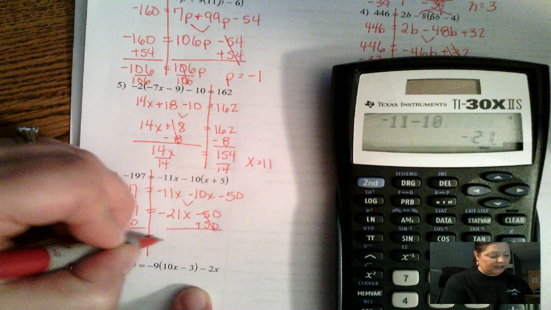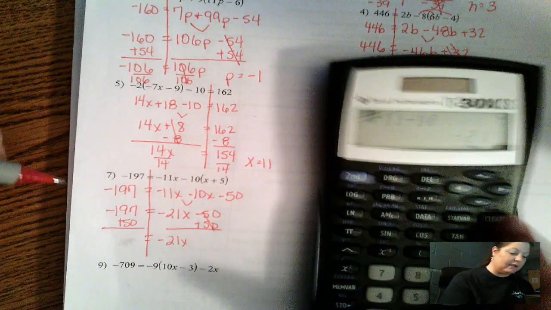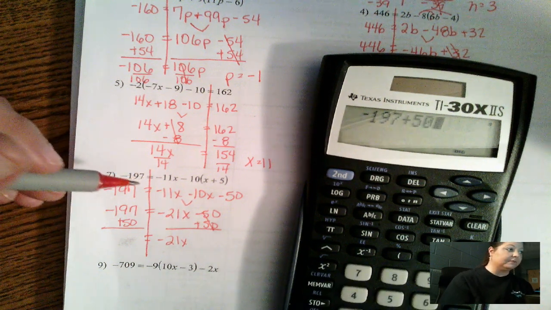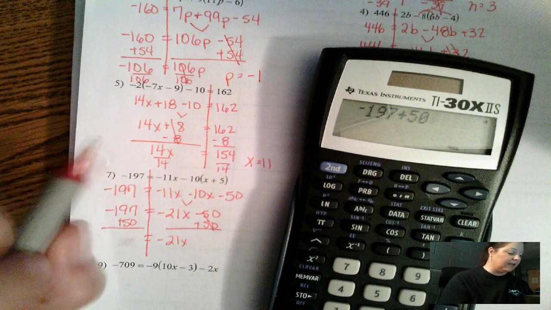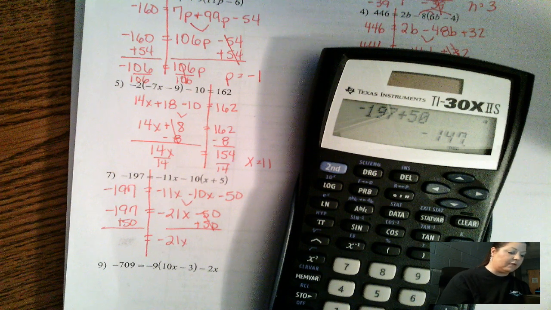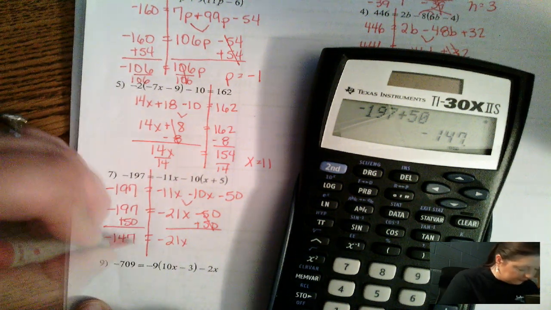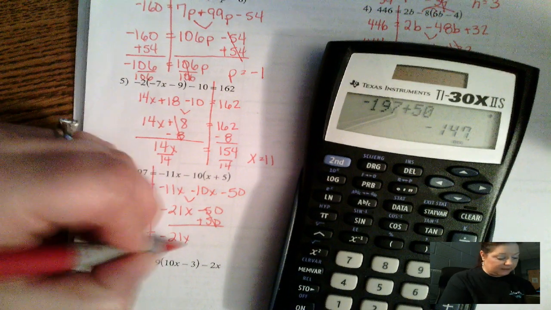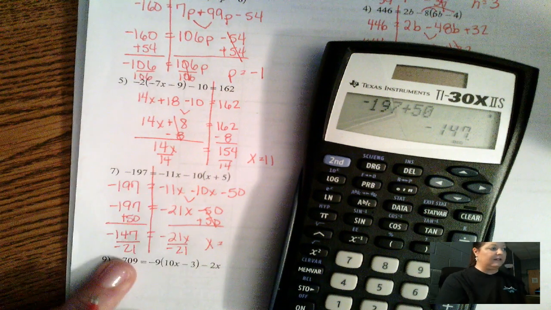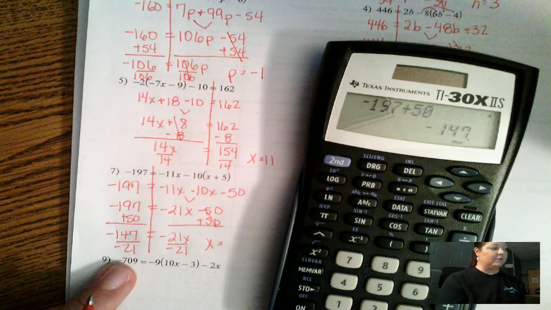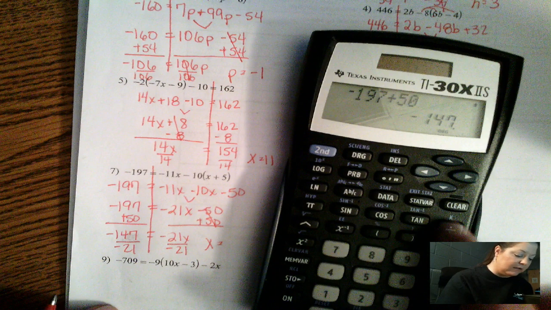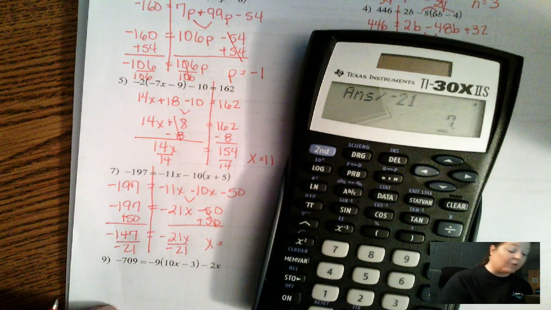Bring down your negative 21x, and then negative 197 plus 50. Because that's a positive, you're adding 50. And you have negative 147. Okay? So now let's divide by negative 21 on both sides. If I look at this, I see that I've got a negative 147 and negative 21, so my answer should be positive because I'm dividing a negative by a negative. So if we do that, divided by negative 21, we have positive 7.